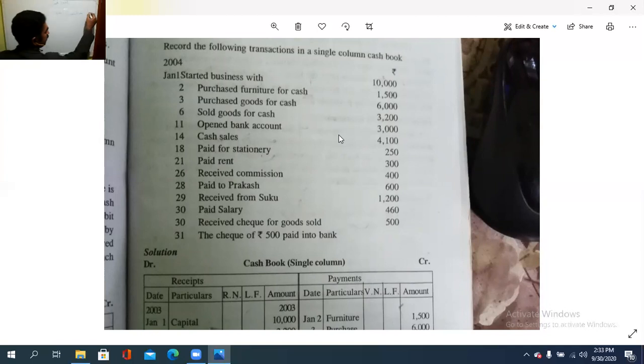So 1,500. Then next, purchase the goods for cash.